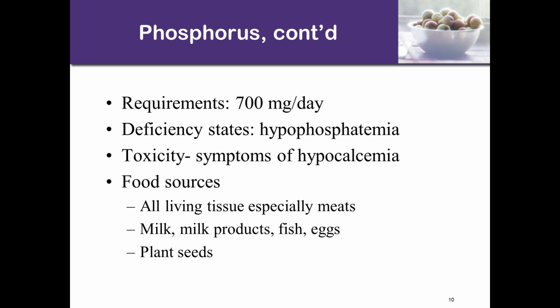700 mg per day. If deficiency occurs in phosphorus, that deficiency is known as hypophosphatemia. As for toxicity, if the concentration of phosphorus is increased, there are no symptoms. Food sources from where you get phosphorus are all living tissue, especially meat, which contains the majority of phosphorus. Milk products, fish, egg and plant seeds also contain phosphorus. So this is all about phosphorus.